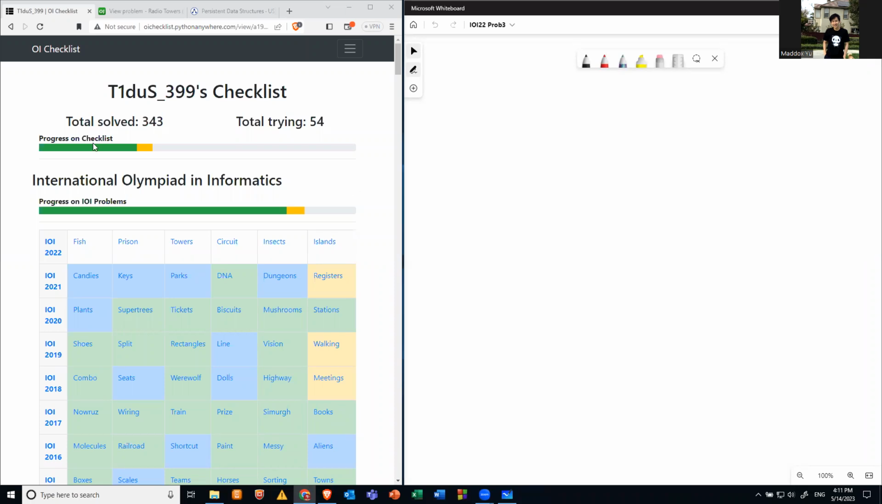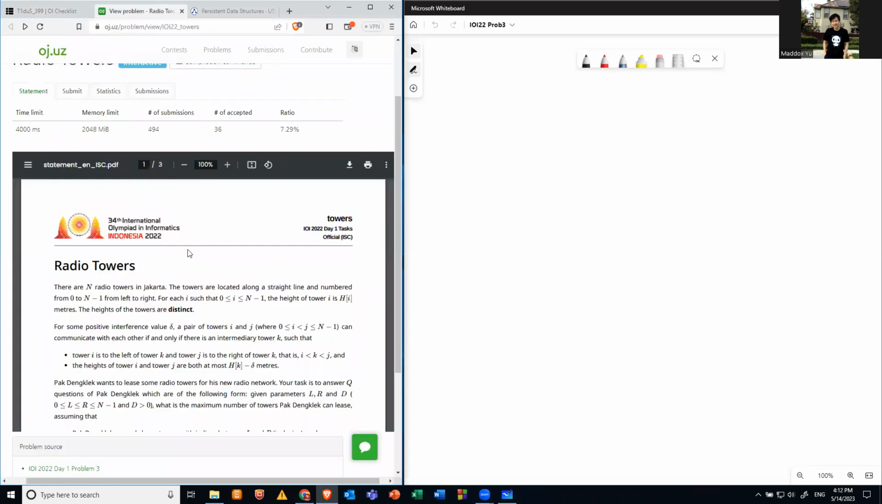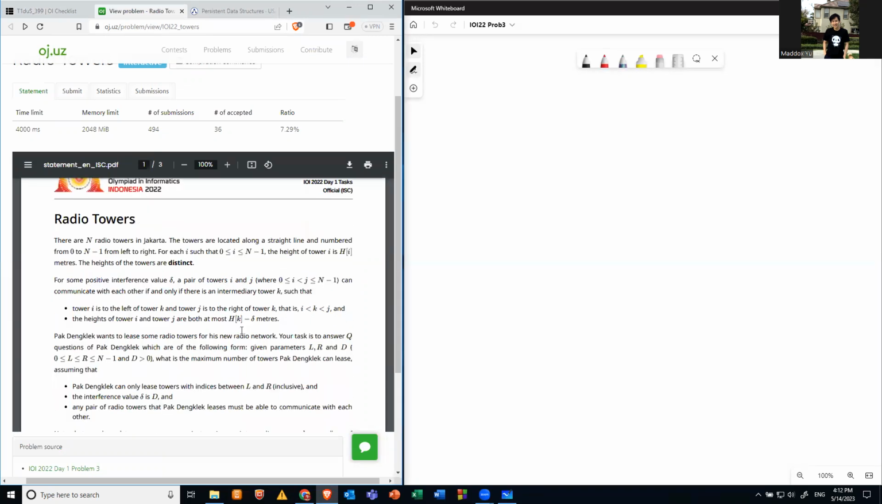Good afternoon, everybody. Today we're going to talk about problem number 3 of the IOI 2022, the radio tower problem. The problem is like this. You have N towers, each one with a height of h of I. So two towers can communicate with each other if between the two towers there is another tower in between, right?